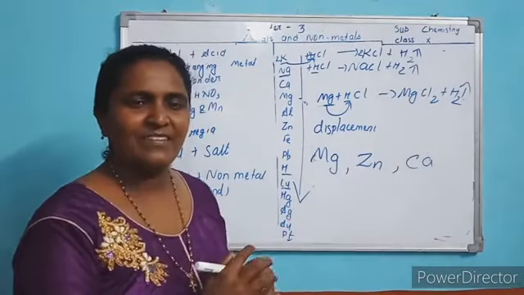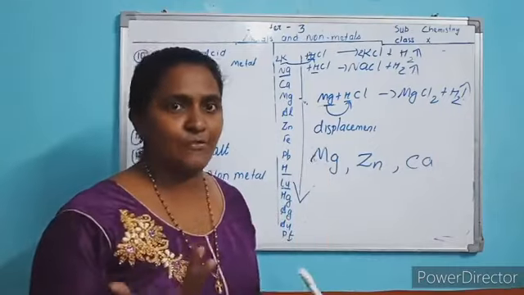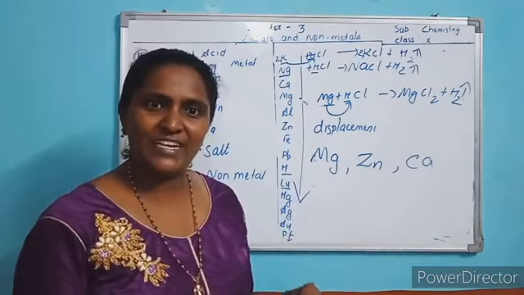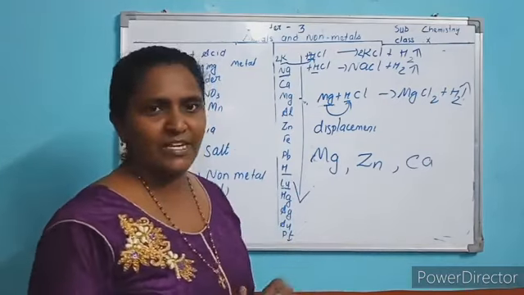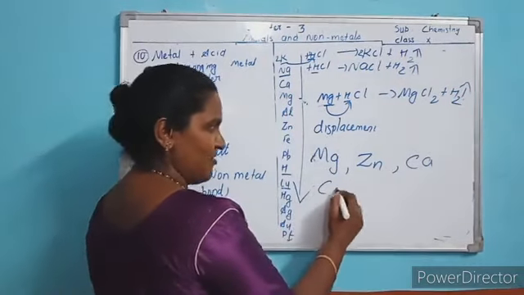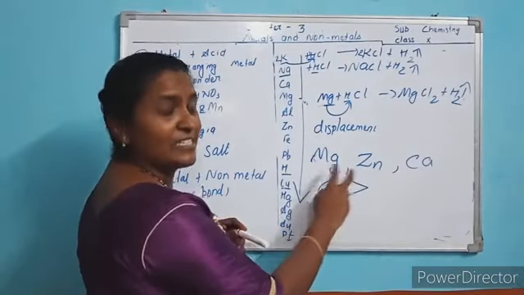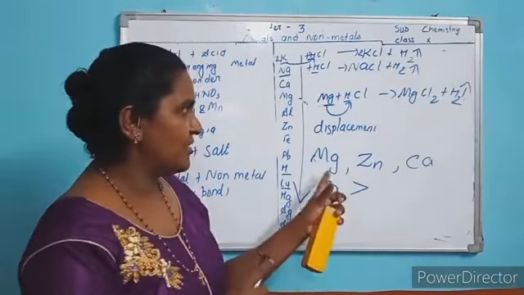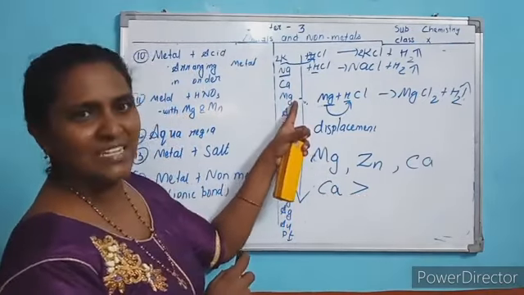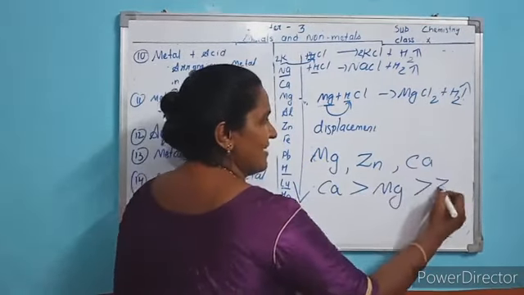Arrange the metals in decreasing order of their reactivity with hydrochloric acid or sulfuric acid. How will you write? Who is stronger? Calcium is top, no? So calcium is strongly reactive. Then who is the second most reactive? Magnesium is here, zinc is down. So magnesium is at the top, no? So second in reactivity is magnesium. And the third one is zinc.